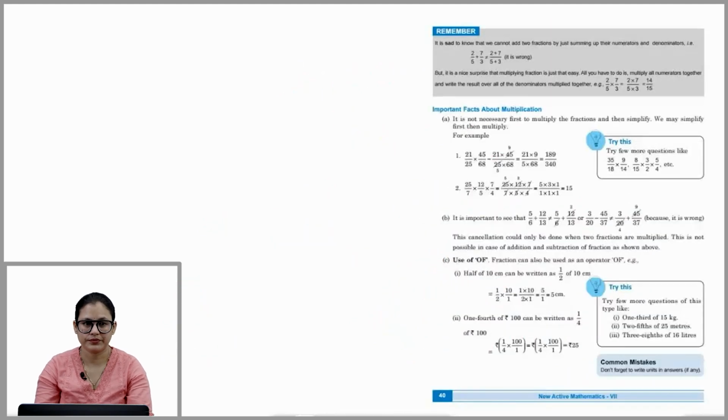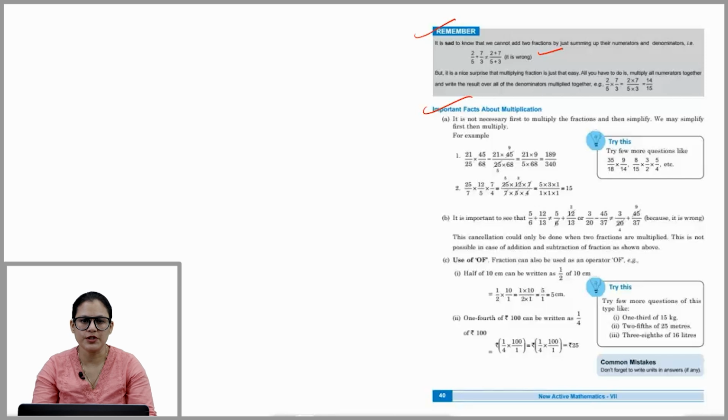Remember, it is sad to know that we cannot add two fractions by just summing up their numerators and denominators. This is wrong. But it is a nice surprise that multiplying fractions is just that easy. All you have to do is multiply all numerators together and write the result over all of the denominators multiplied together. Important facts about multiplication.